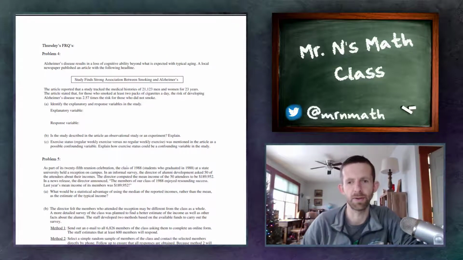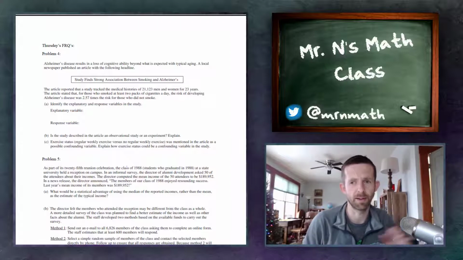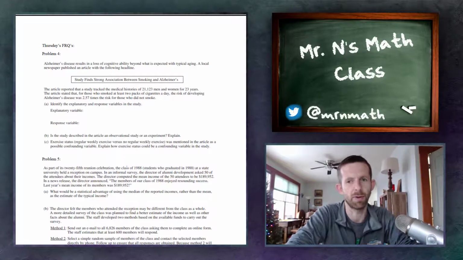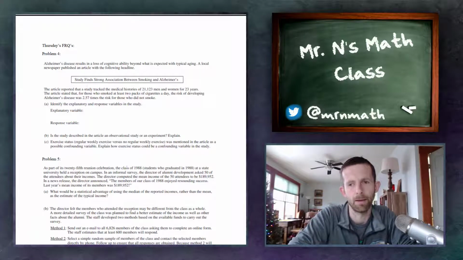Alzheimer's disease results in loss of cognitive ability beyond what is expected with typical aging. A local newspaper published an article with the following headline. So I looked at the medical histories of 21,000 men and women for 23 years. The article stated that for those who smoked at least 2 packs of cigarettes a day, the risk of developing Alzheimer's disease was 2.57 times greater than the risk of those who did not smoke. Identify the explanatory and response variables in the study.